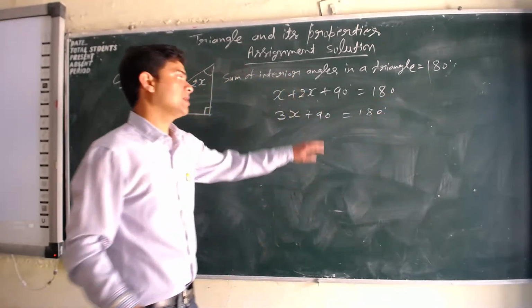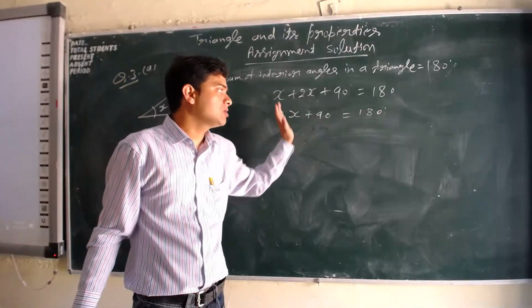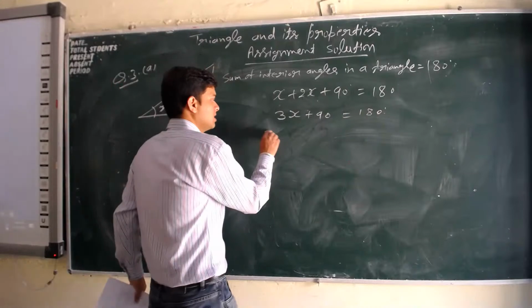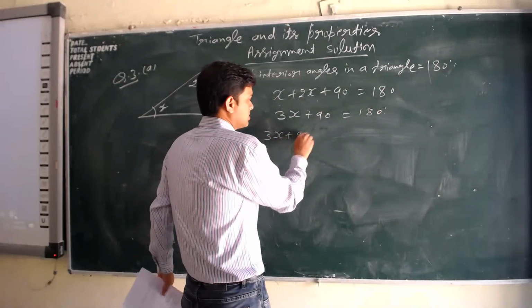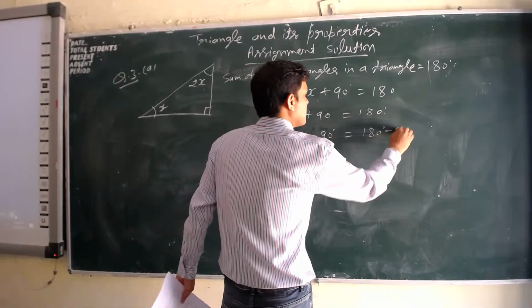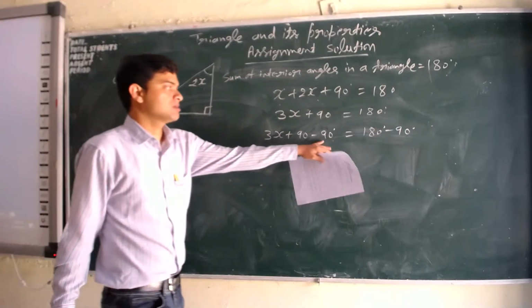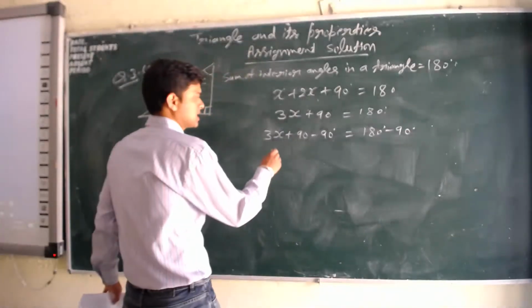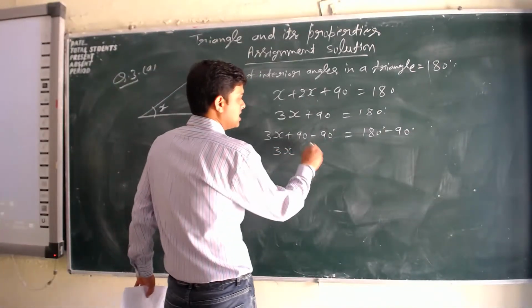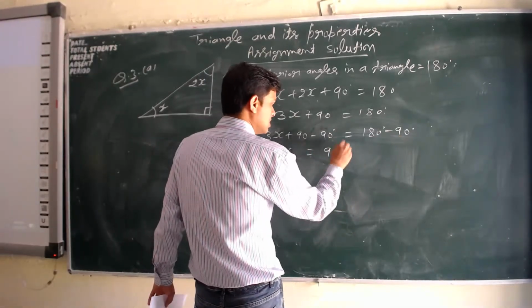Now we have to eliminate this 90. For this, we have to subtract 90 from both sides, according to your solution of equations in simple equations. Okay, the same number we have to subtract from both sides. 3x plus 90 minus 90 is equal to 0, so 3x remains. 180 minus 90 is equal to 90.